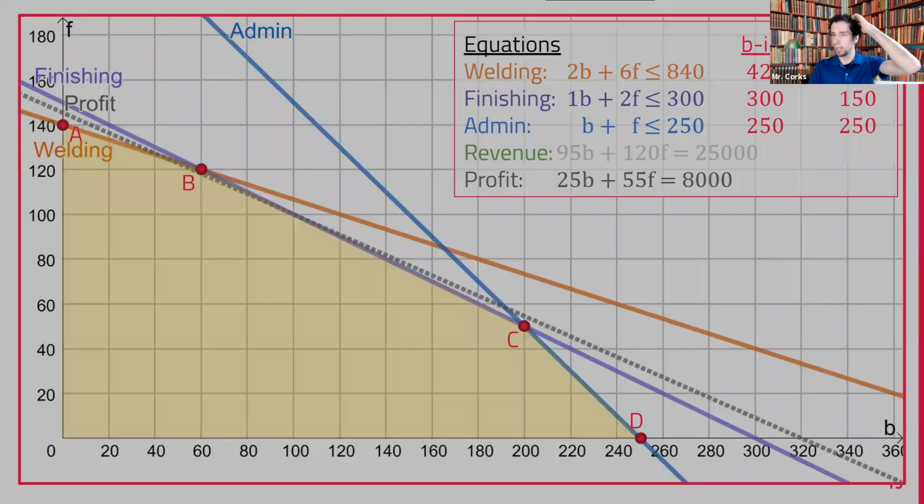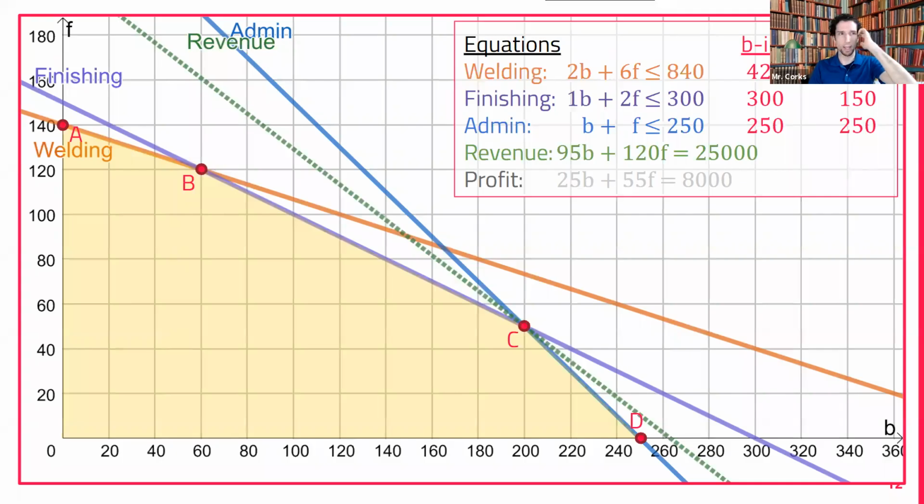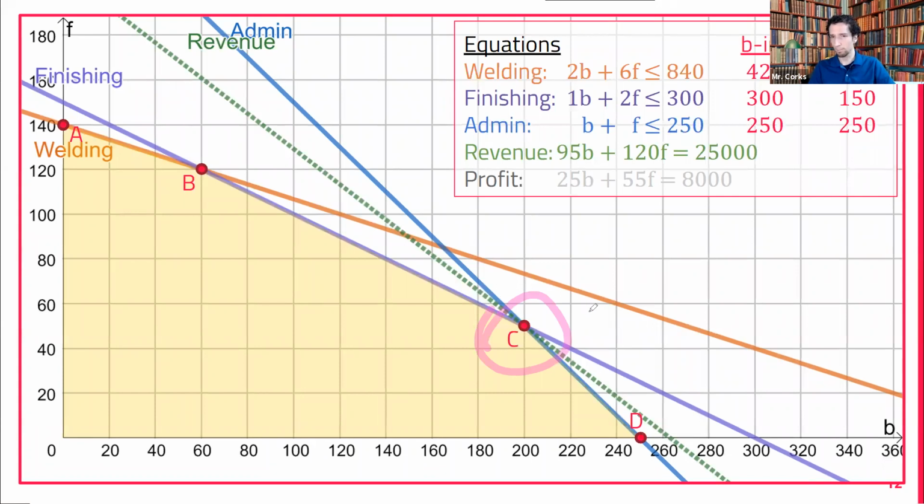So the tight constraint and slack constraint ideas, we'll just review those briefly here. First, point C, which constraints are maximized? Which constraints are fully used at point C?